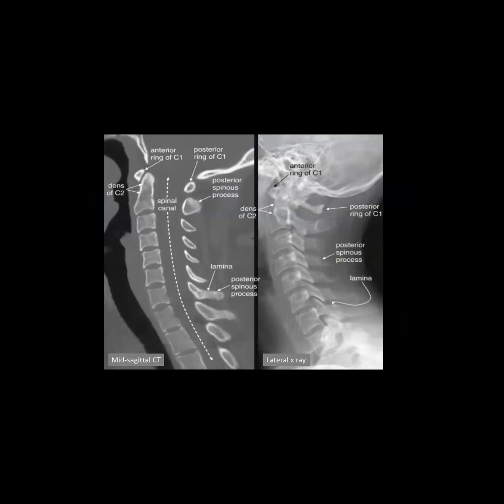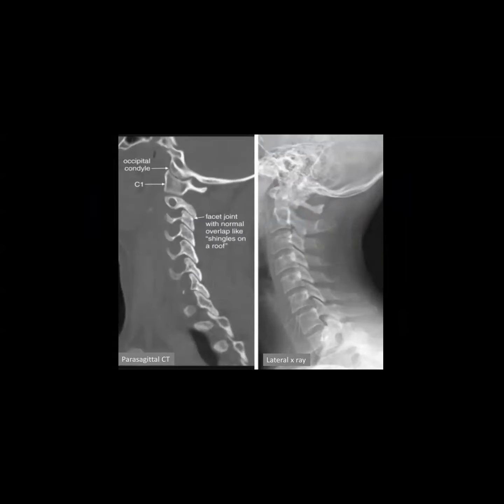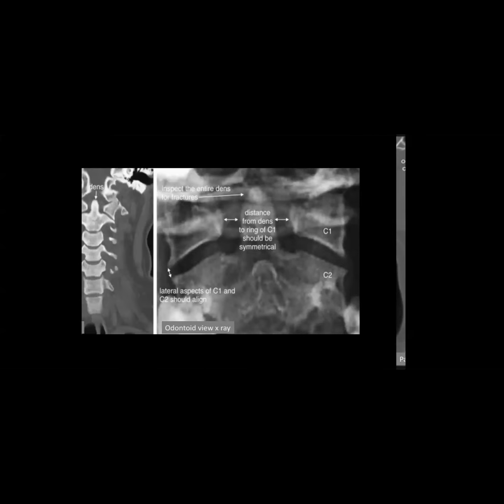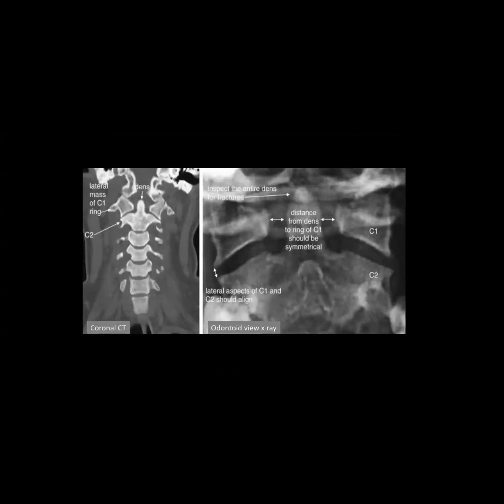12 is the pedicle. Mid-sagittal CT showing the anterior ring of C1, the posterior ring, and the dens and body of C2, and the posterior spinous process. Parasagittal CT showing the occipital condyle articulating with the lateral masses of C1. Here the coronal CT showing the lateral masses of C1 articulating superiorly with the occipital condyle and inferiorly with C2.